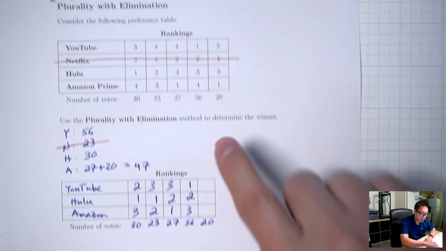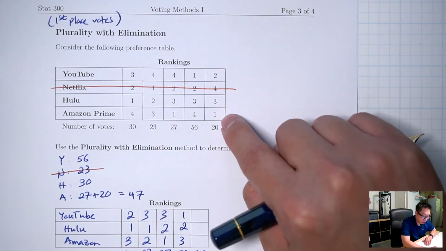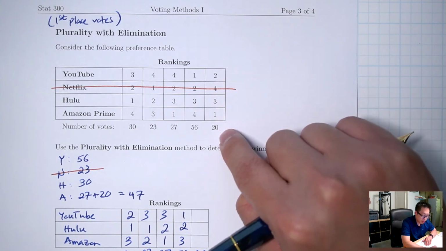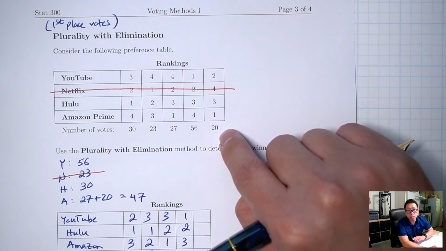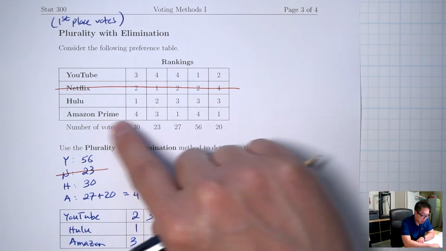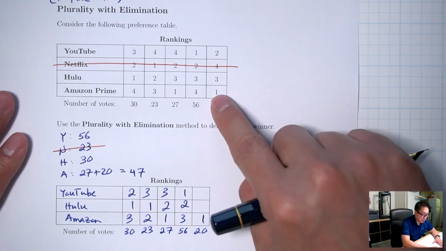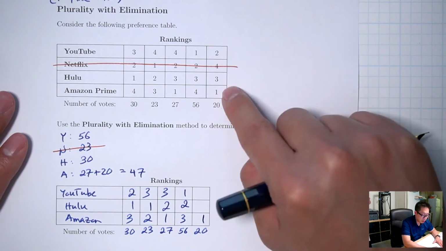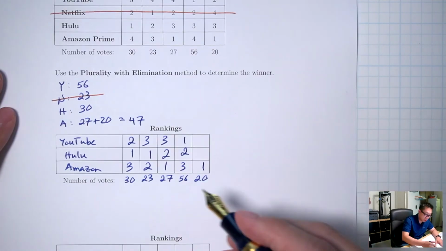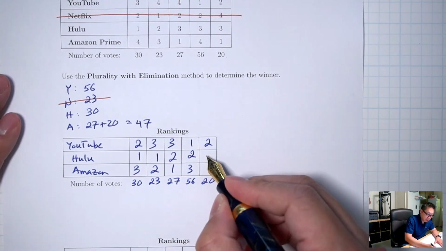And then last column, these 20 people. So it's 2 versus 3 versus 1. These 20 people, who did they like the most? It's going to be Amazon. So Amazon will get the 1. After Amazon, who's next? 2 versus 3. It'll be 2. So YouTube will be next at 2. And then the last candidate will get 3.